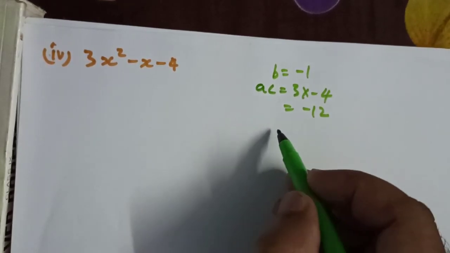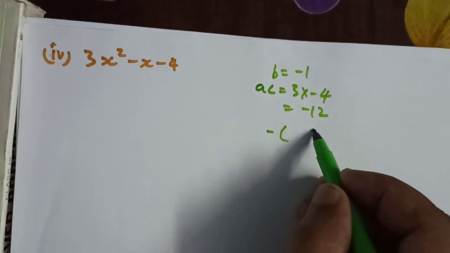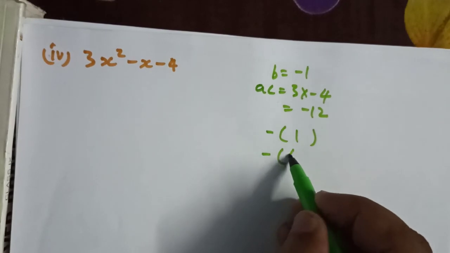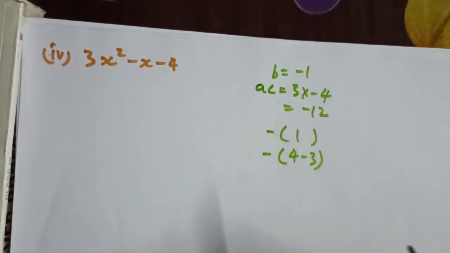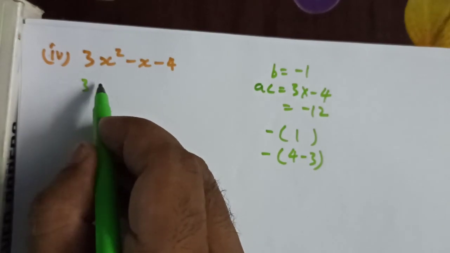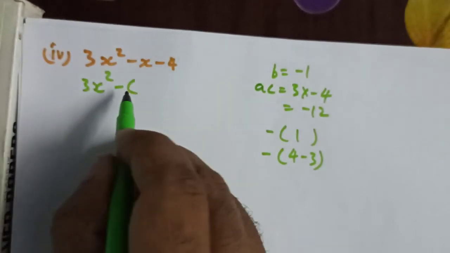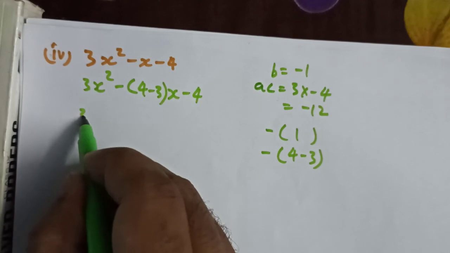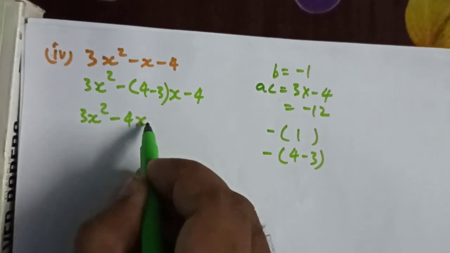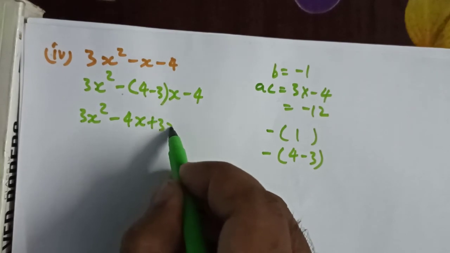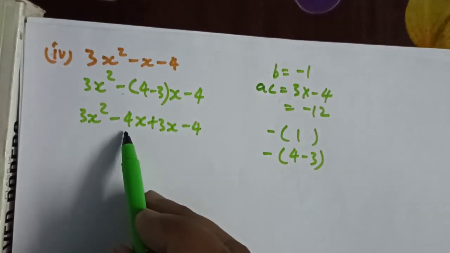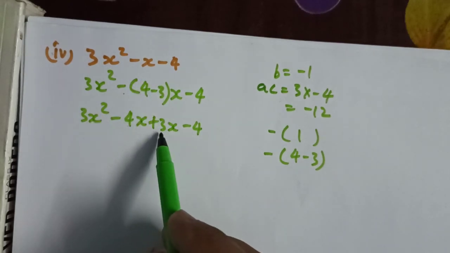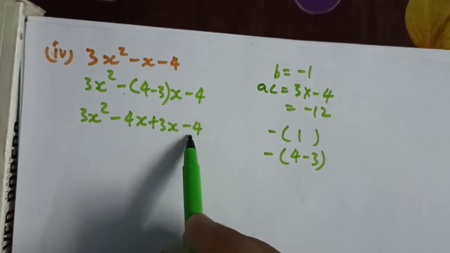So if we take minus 1, with the minus sign outside the bracket, it can be written like this, and 4 3s are 12, so we can write minus within bracket 4 minus 3. So 3x square minus within bracket 4 minus 3 times x minus 4. So it will be 3x square minus 4x, and minus into minus will be plus 3x minus 4. So if we can see that minus 4 plus 3 is minus 1x, and minus 4 multiplied by plus 3 will be minus 12, that is given.